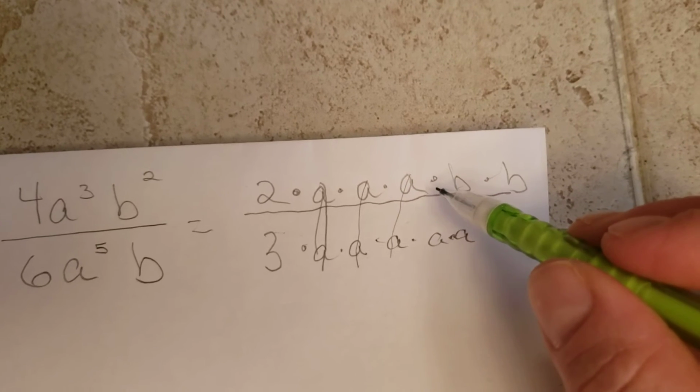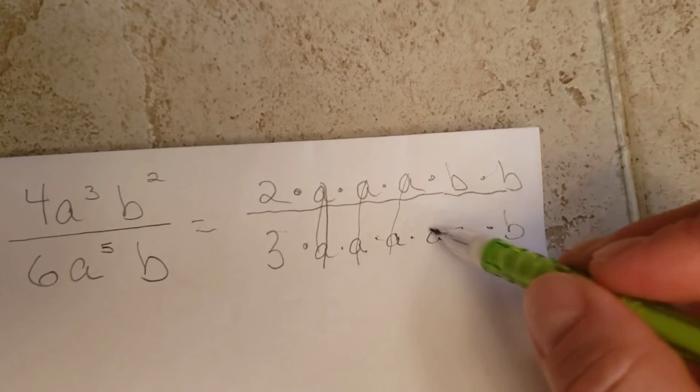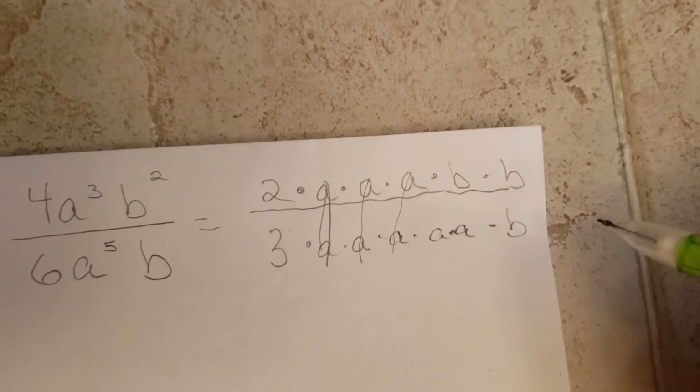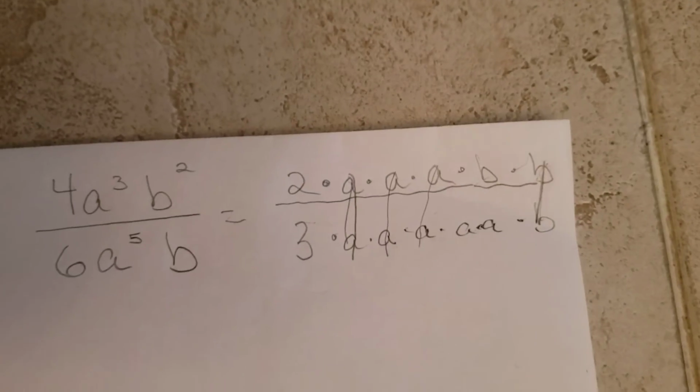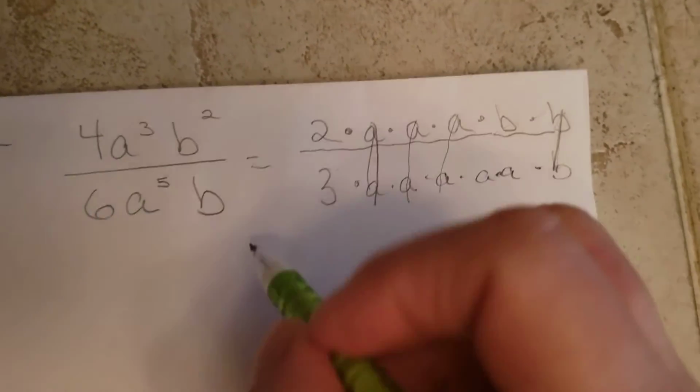Now I don't have any more A's in the numerator that I can cancel out with these down here to divide out to 1, but I do have some B's here. I can take these 2 B's and divide B times B, or B divided by B, and get 1 again. So going back, what's left here?